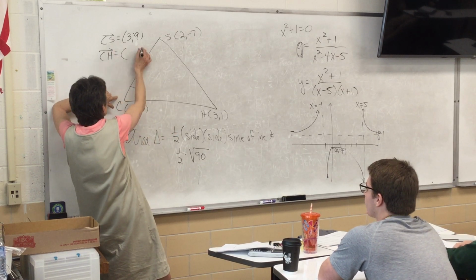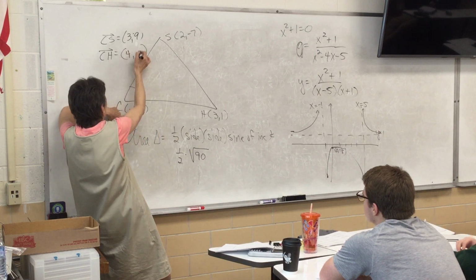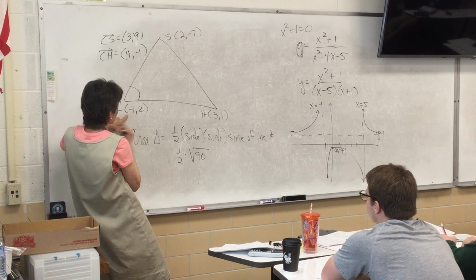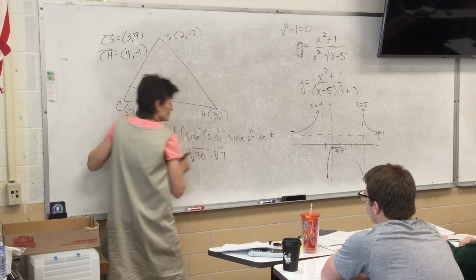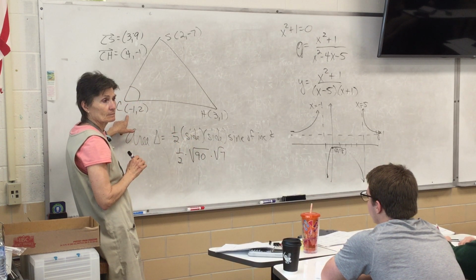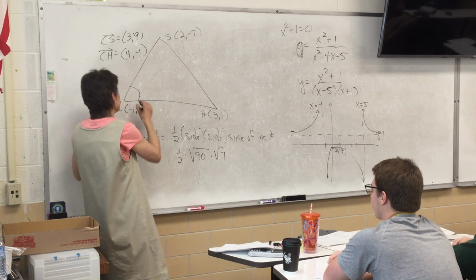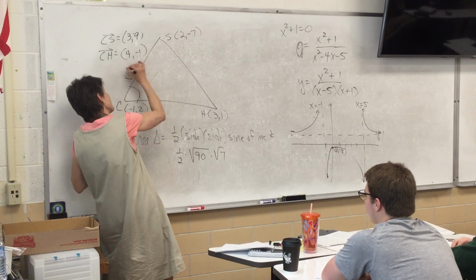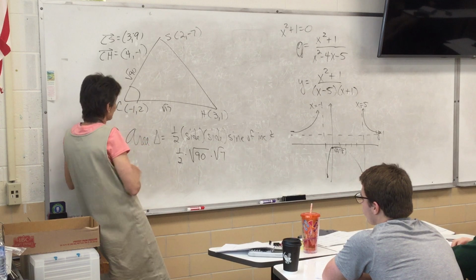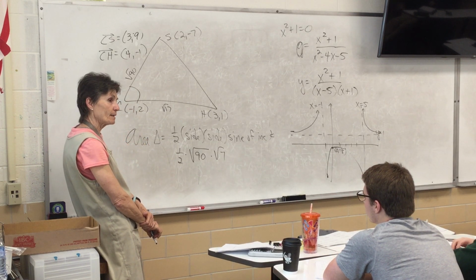What are the coordinates of CH? 4, -1. So the magnitude of that is root 17. You okay with that? Now I need to know what this angle is. I know this side is root 90 and this side is root 17. We just found that out. Now I need to find that angle using the dot product.